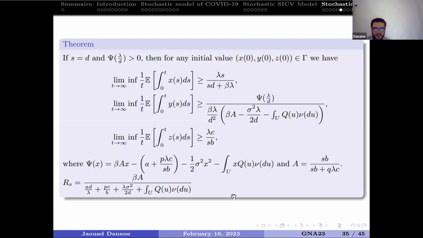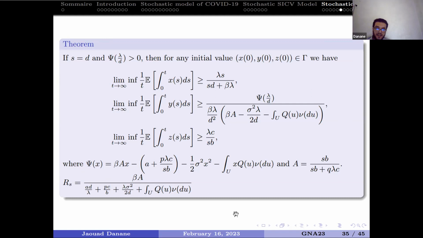Inversely, if R0 is less than 1, that implies that Rs is less than 1, but Rs less than 1 does not imply that R0 is less than 1. We have tested this result in the numerical simulation. We can remark that the persistence result is due to Rs being bigger than 1, with S equal to D, that is, the mean of D and A equal to D. So that's the result obtained in this part.